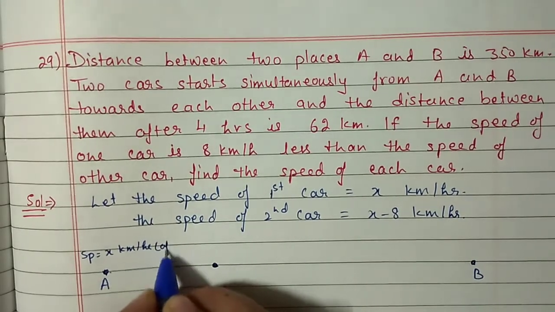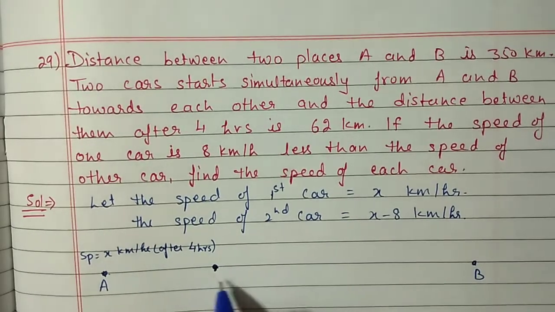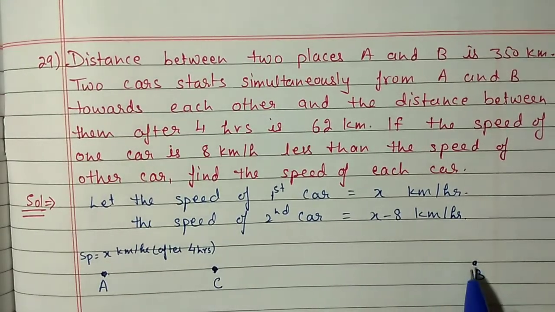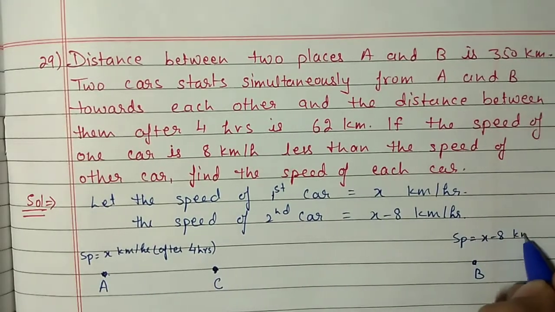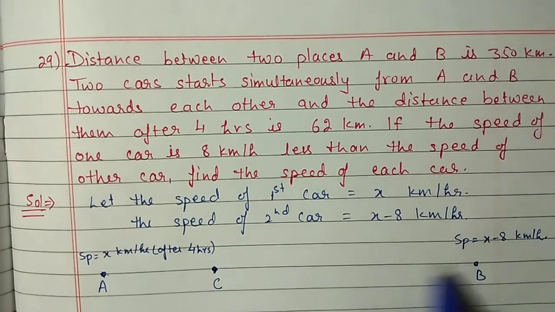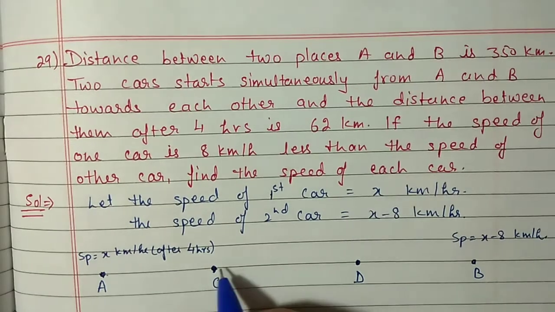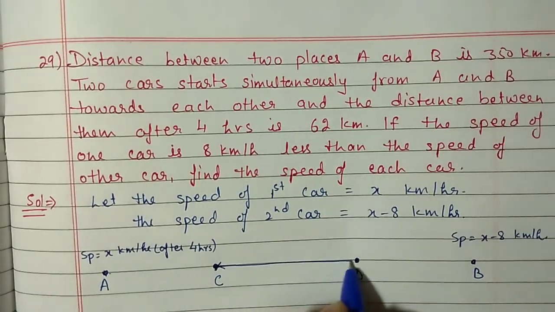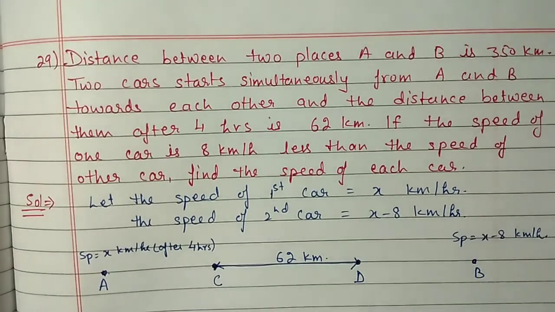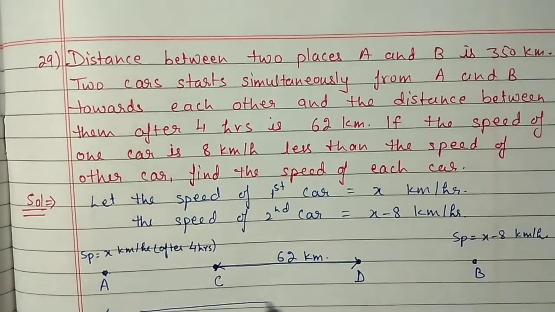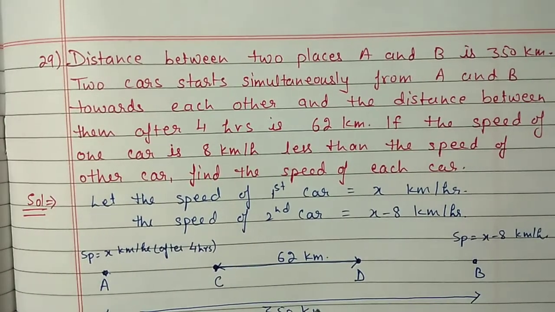After 4 hours, it has reached this point C, and this B car with the speed of x minus 8 kilometer per hour started from here, and after 4 hours it has reached this point D, and the distance between these two cars after 4 hours is 62 kilometer, and this total distance from A to B is 350 kilometer. It is given in the question.